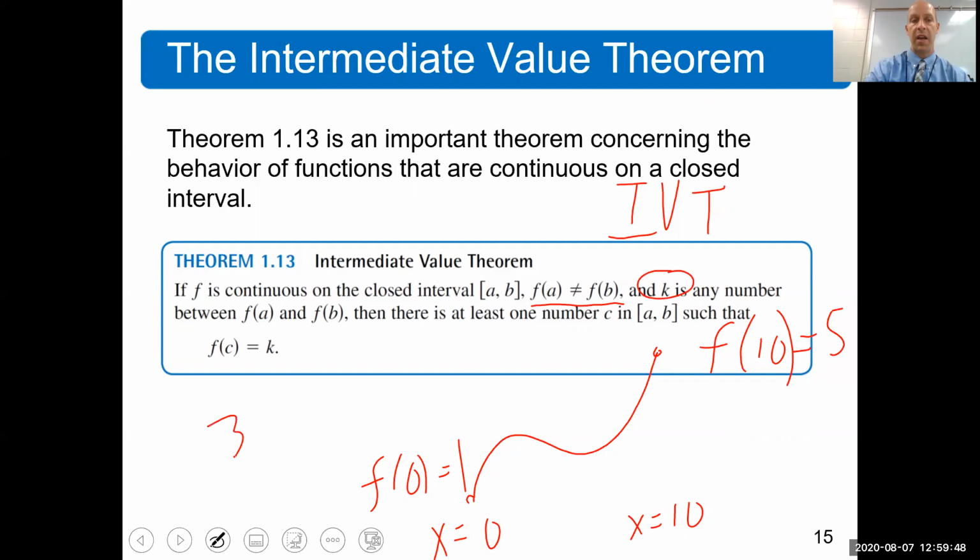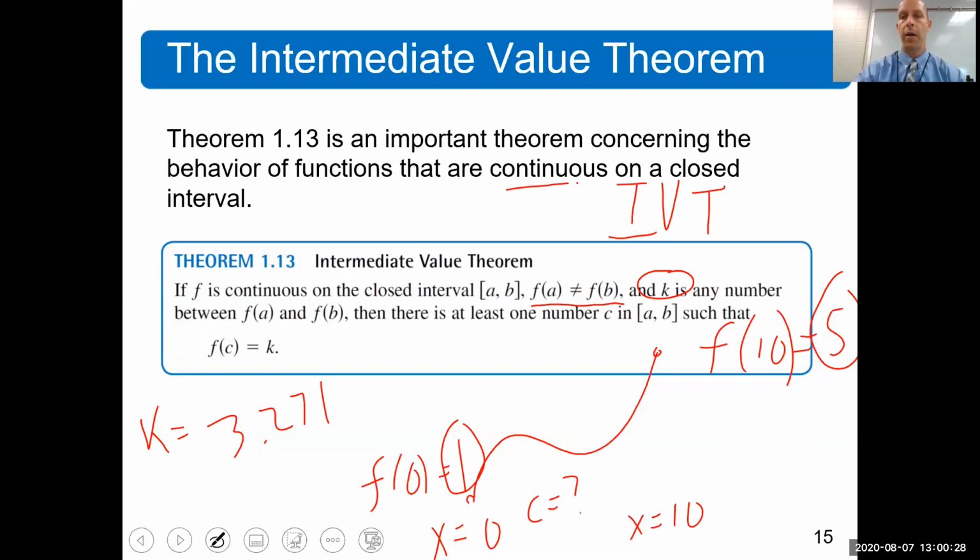so let's say 3.271, would you agree that that is between 1 and 5? The claim, by the intermediate value theorem, is that there has to be some value c here in the middle where that function has to be 3.271. In other words, you can't go from 1 to 5 and somehow skip over 3.271. To get from 1 to 5, you somewhere had to hit 3.271.